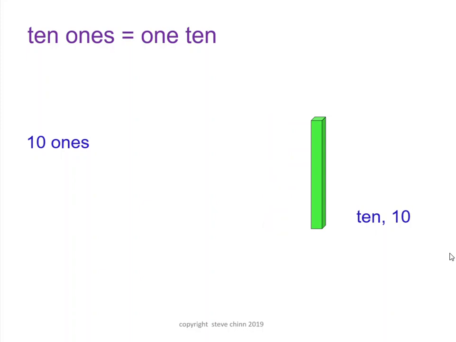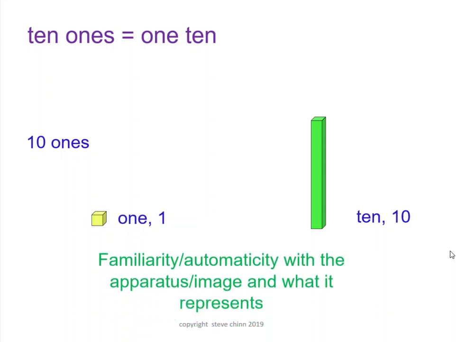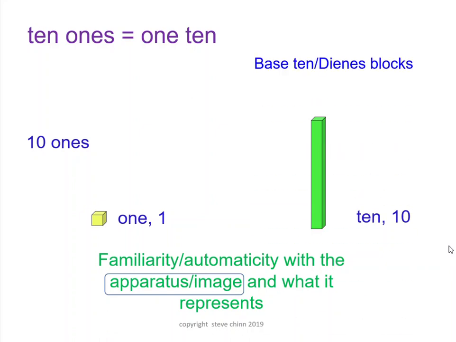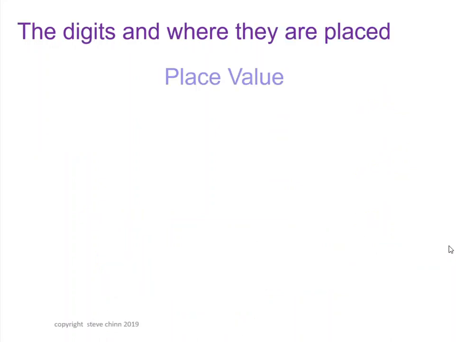In this video and the Maths Explained videos, that's the symbol we're going to use for 10. So a symbol for 1, a symbol for 10. And you need to be familiar. Recognizing these images, these objects, has to be automatic and linked always to the digits and the numbers. So apparatus linked to the images. The blocks, by the way, are usually called either base 10 blocks or Dienes blocks.